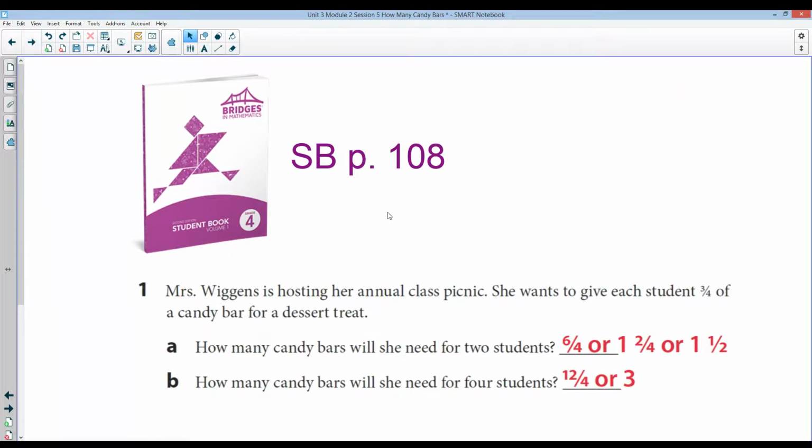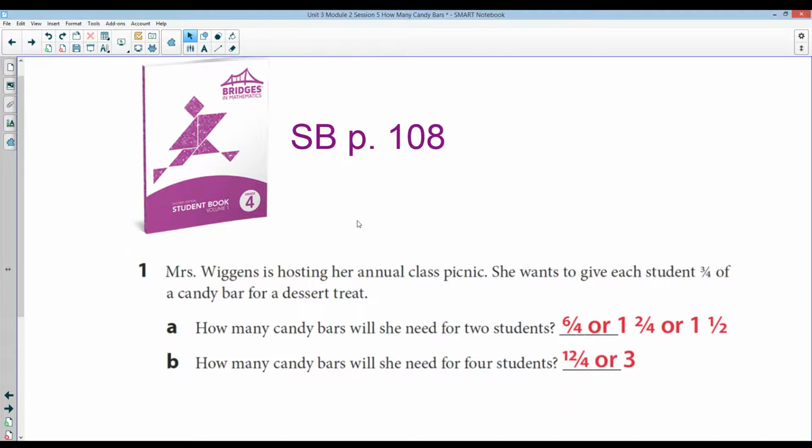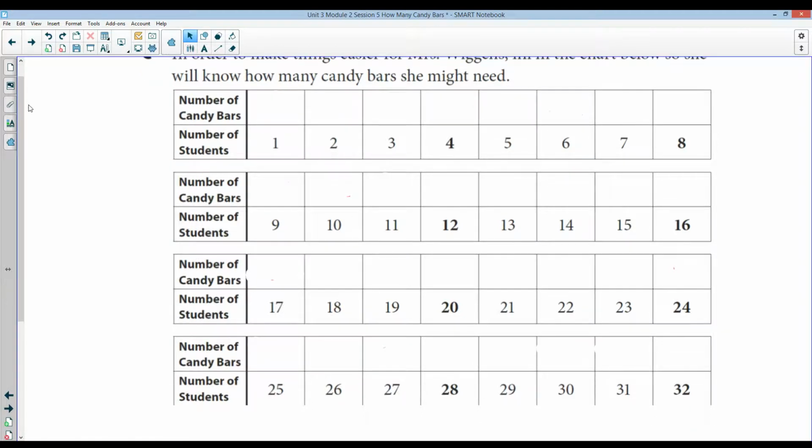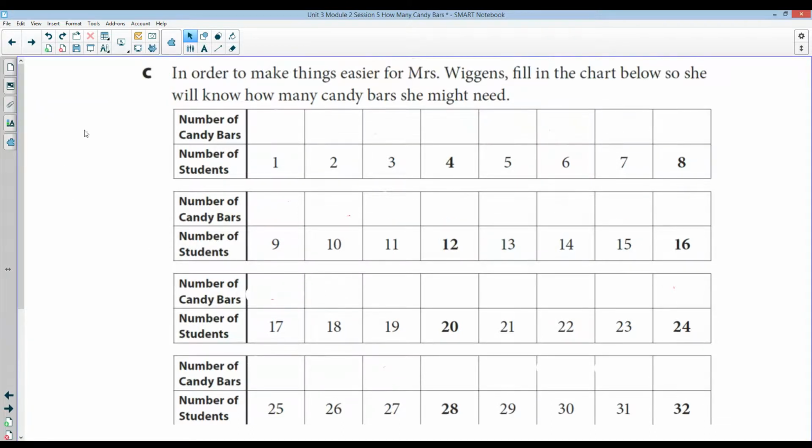So now we're going to work on your student book on page 108. These first couple are already done for you. Miss Wiggins is hosting our 2 students, 4 students. We said that was like 1.5, 3. Okay, so now we're going to make a chart for her, just in case she has to figure out how many candy bars are needed for the kids. The bottom one is the number of students showing up, and the top one is how many candy bars she's going to need.